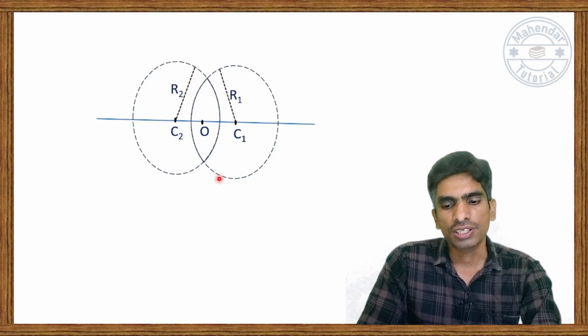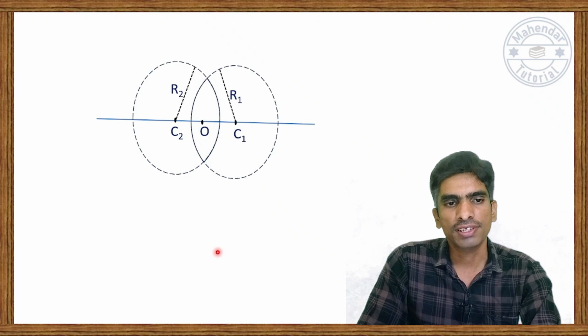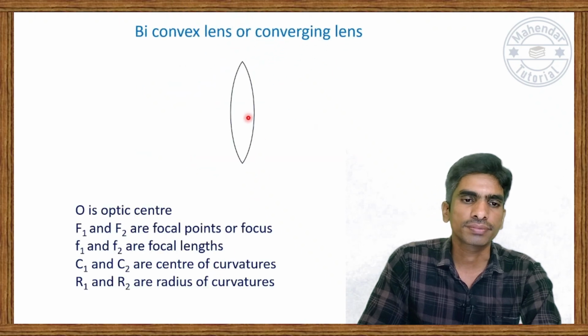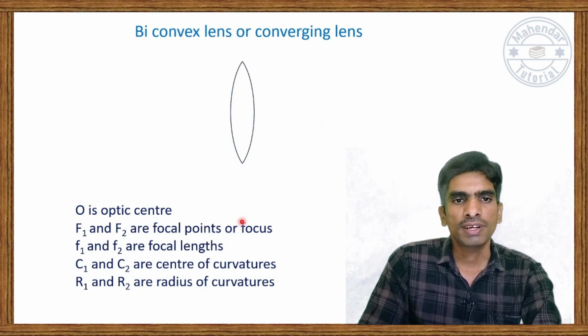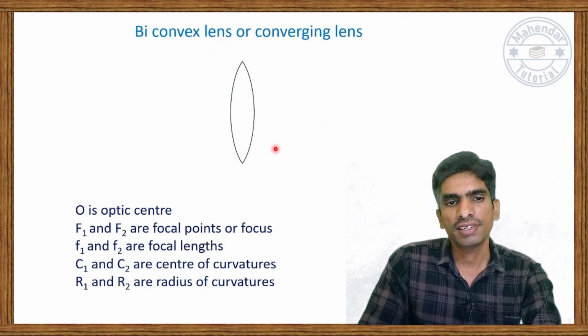The midpoint of this lens is known as optic center. We indicate it with letter O. Here, this midpoint of the lens is known as optic center. It is a biconvex lens or converging lens.